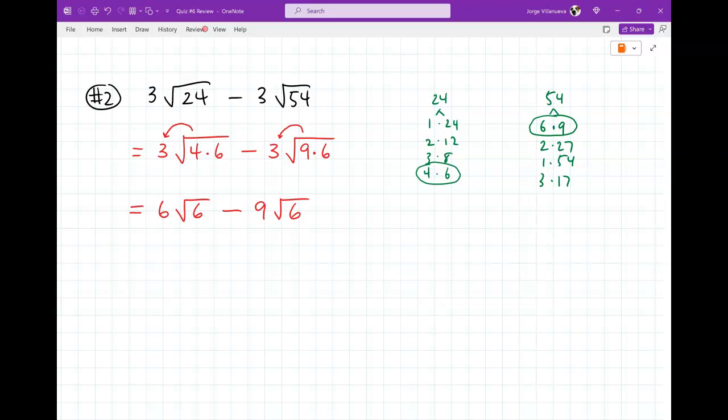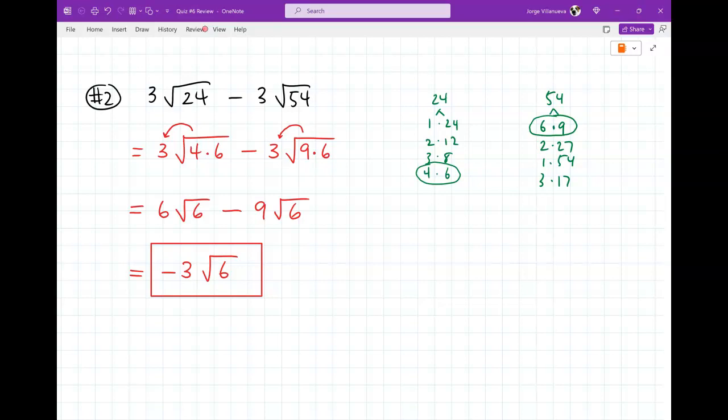Again, check to see if there's anything else you can do. If you notice, I have radical 6 and radical 6. They're the same thing, so I can combine them. So what's 6 minus 9? Negative 3, right? So negative 3 square root of 6. And there you go.